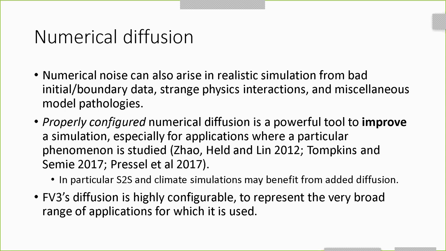What they found is that, when doing LES simulations with a traditional SGS scheme, numerical diffusion could actually do a better job than a lot of SGS schemes. For a number of different reasons, they found that a lot of the variance in different SGS schemes can be reproduced simply by changing the amount of numerical diffusion and not having a subgrid scale turbulence scheme. So it's actually a very fascinating paper. I think about it a lot when I start thinking about doing LES type simulations. In FV3, our diffusion is highly configurable to represent the range of applications for which it's used. So you can always choose the right diffusion for your particular application.